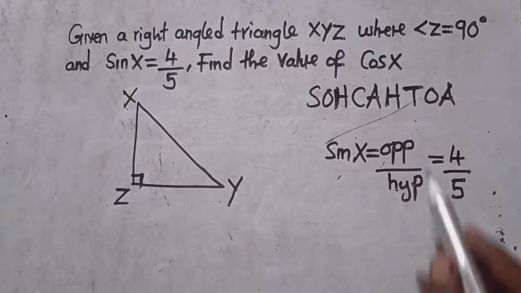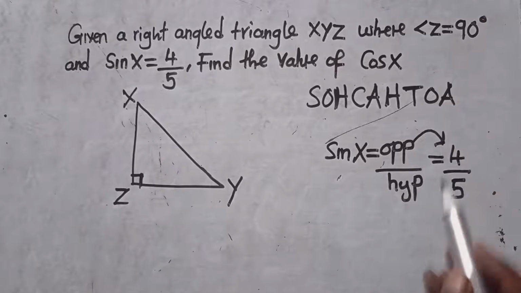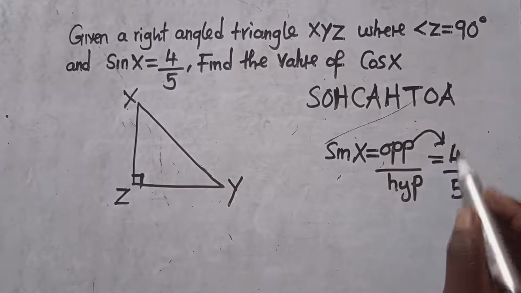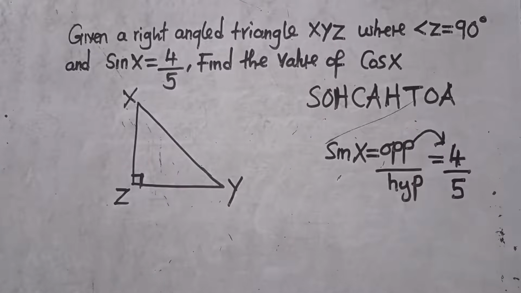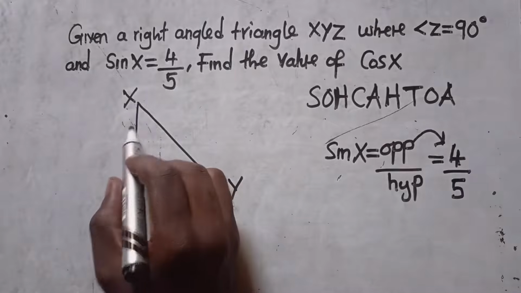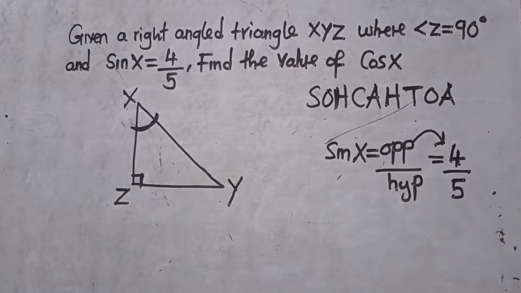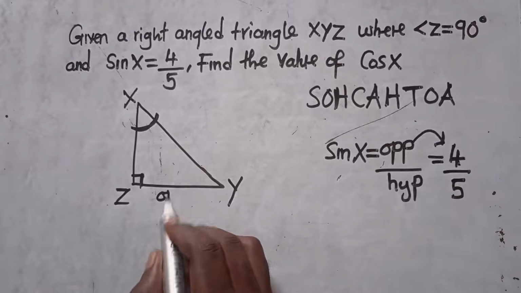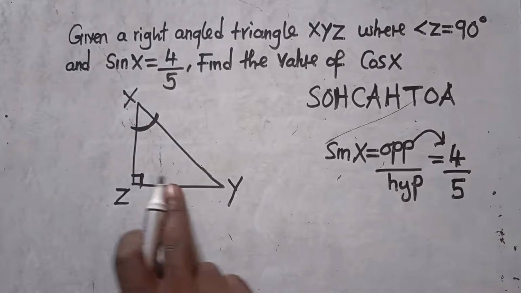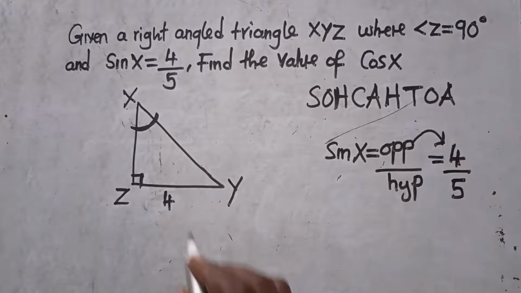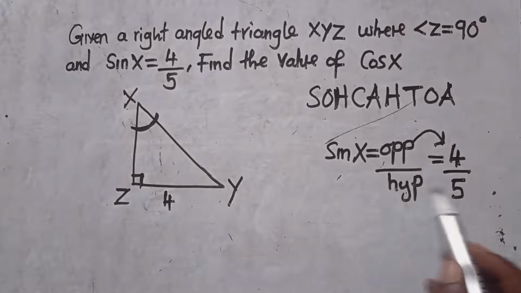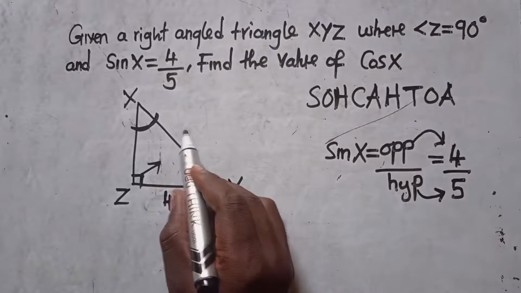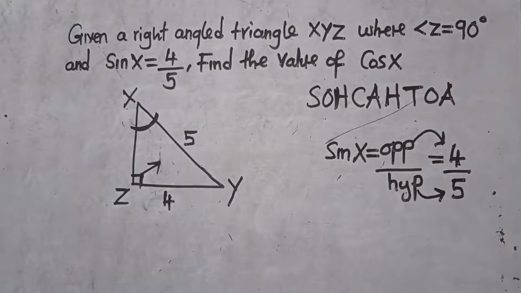So this is the opposite. Opposite is 4. If the angle is there, we've put the angle there, meaning that this is the opposite, and the opposite is 4. So I'm going to put a 4 here. Then the hypotenuse, where this thing is pointing, is 5. So that is the 5 that is there.